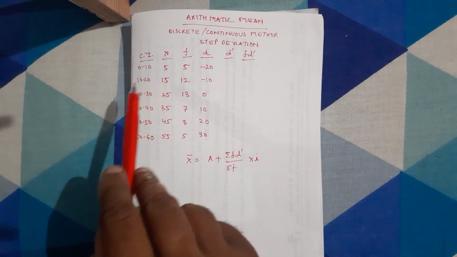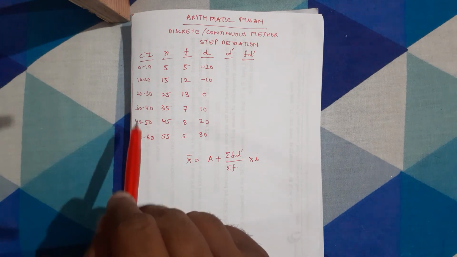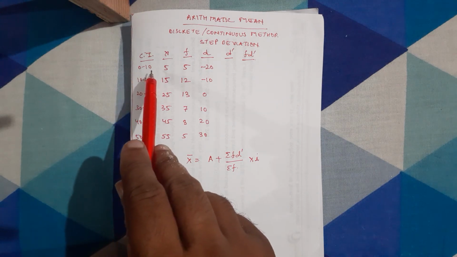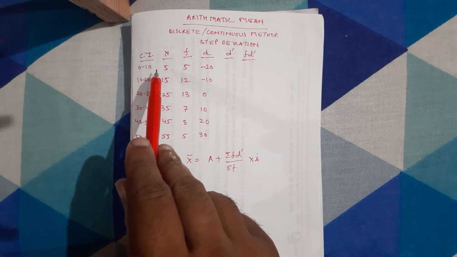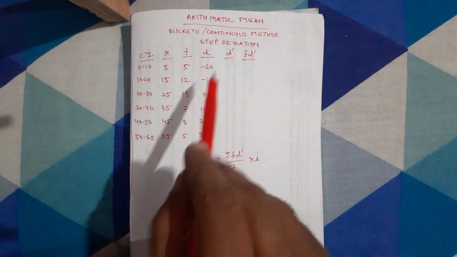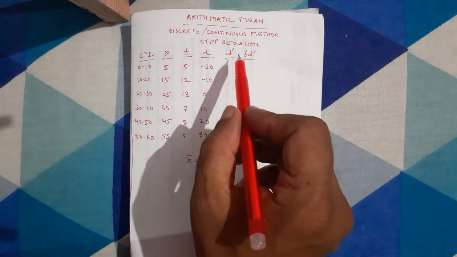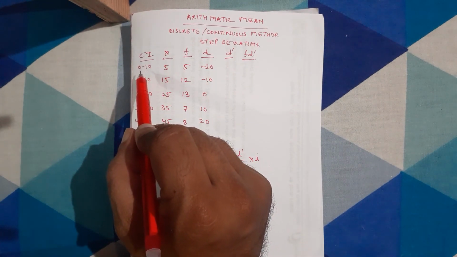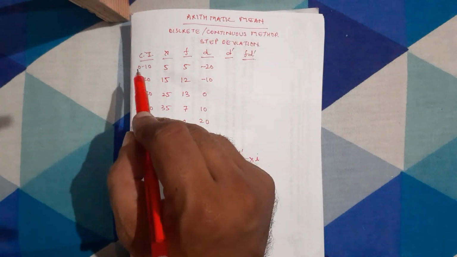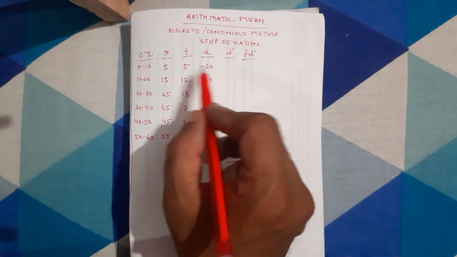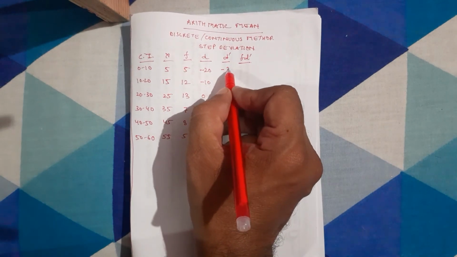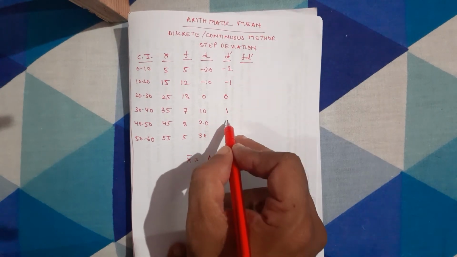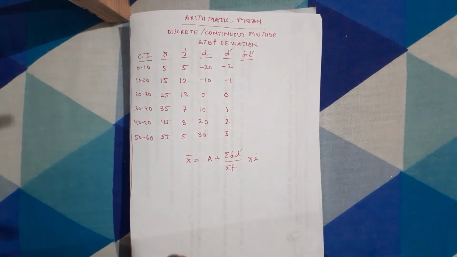Class size means 0 to 10, 10 to 20, 20 to 30. It is the class size. So the class size here comes to 10. It is the width, the difference between the upper limit and lower limit. Now we will calculate d dash. d dash will be calculated as d upon class size. Since your class size is 10, d upon 10 will be your d dash. So minus 20 upon 10 is minus 2, minus 1, 0, 1, 2, 3.